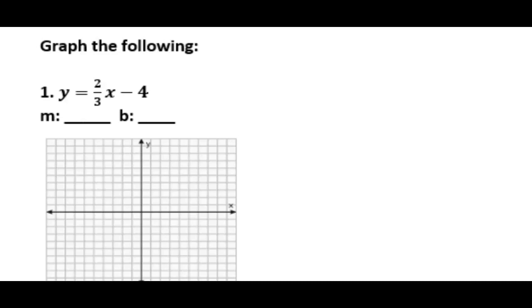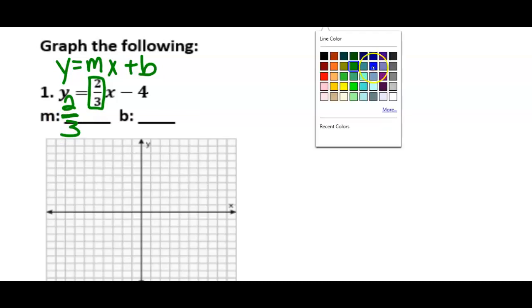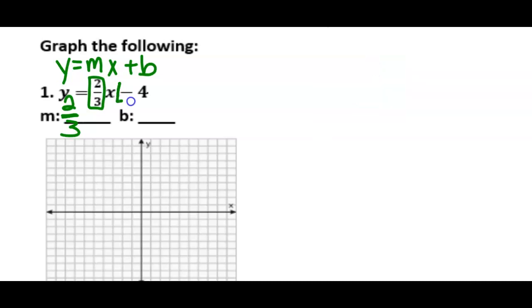If I'm looking at number 1 here, and I write down my general form, y equals mx plus b. So m is right there in that position. So what is my m? It's 2 over 3, right? Hopefully yours fits better on your line. And then what is my b? My b is in that position. And that is -4. Remember, we use that minus sign as a negative sign, okay?